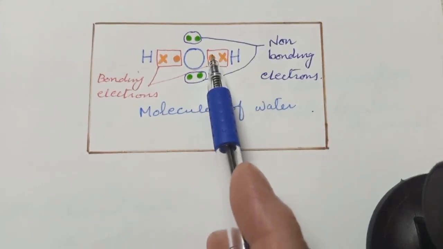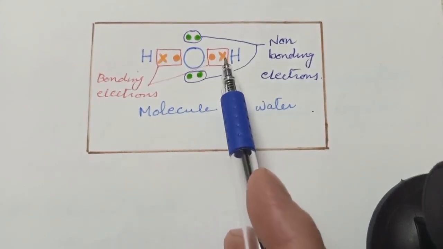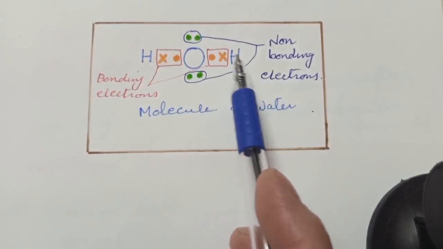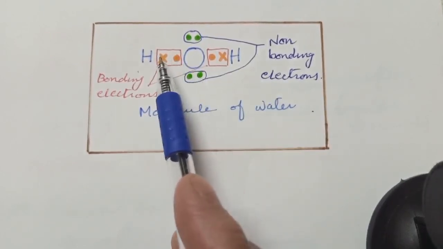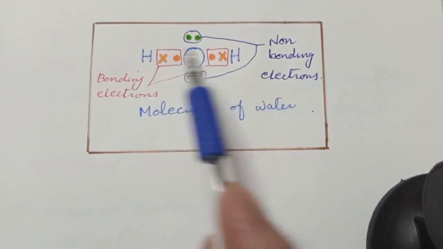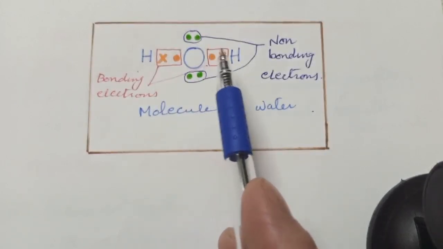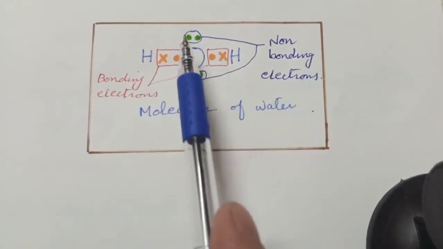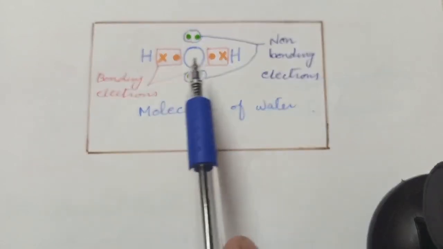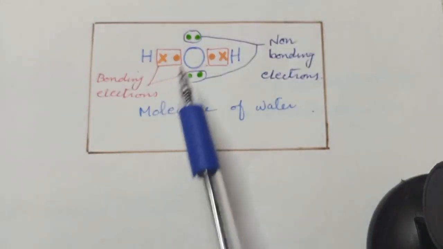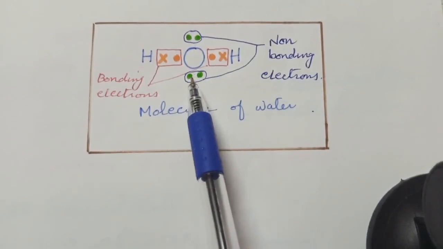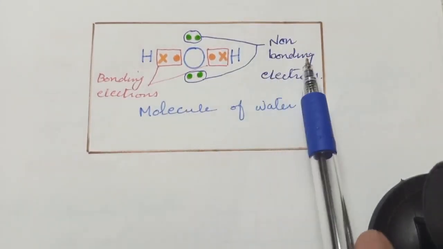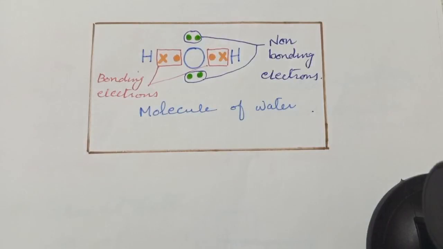This is the electron of oxygen and this is the electron of hydrogen, and hence these two are the bonding electrons which are held together in the molecule of water. These two which are also present on the oxygen atom are not taking part in the formation of the chemical bond. These are known as the non-bonding electrons, which will be explained later.